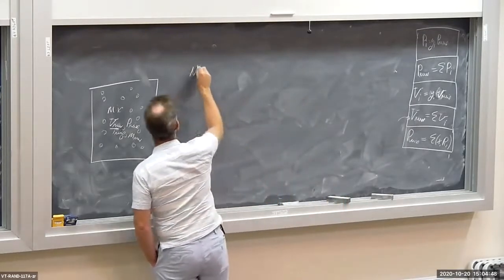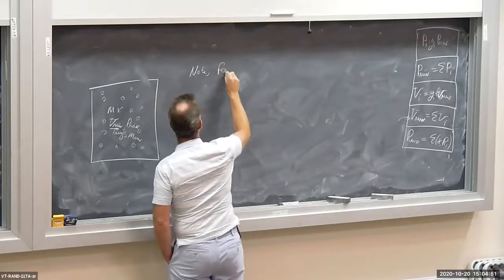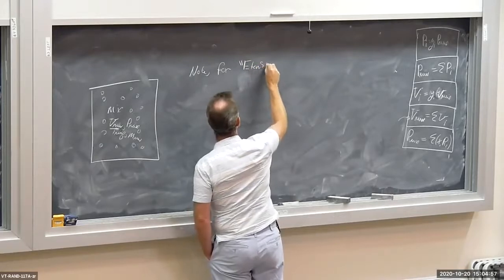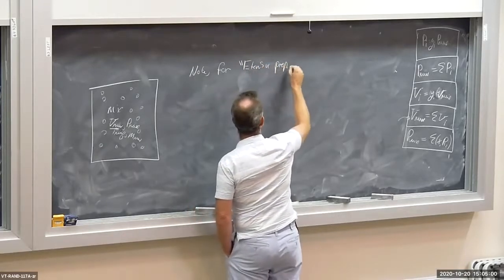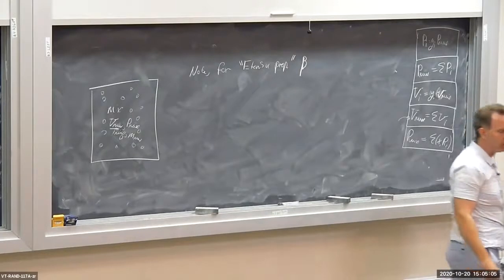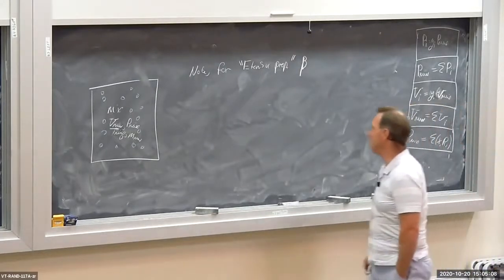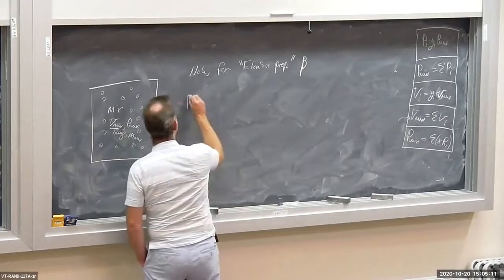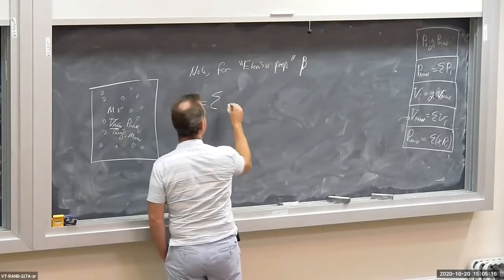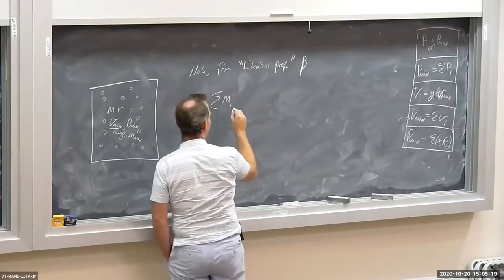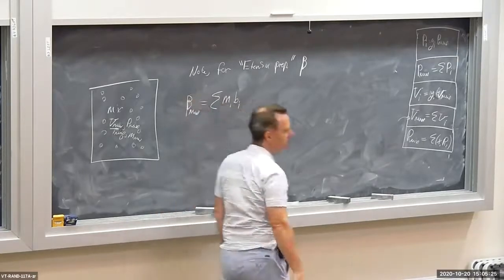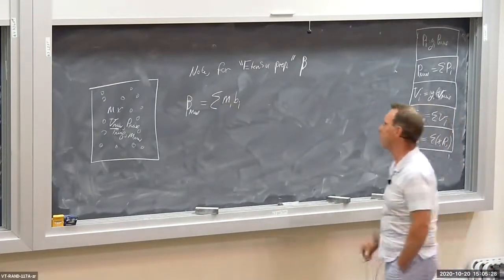Well, note, for an extensive property beta, you've seen this before. Remember the Reynolds transport theorem? For the extensive property beta, beta for the mixture is equal to the sum of the mass of component I times the specific beta for I, summed over all components.